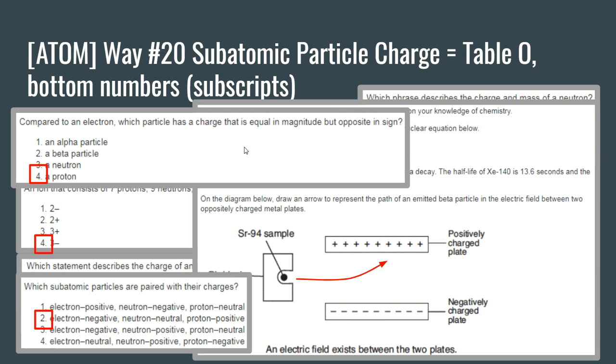Hopefully this was helpful. Remember, problems involving charges of subatomic particles can always be looked up by the bottom number of Table O: protons, neutrons, and electrons, sometimes called beta particles.